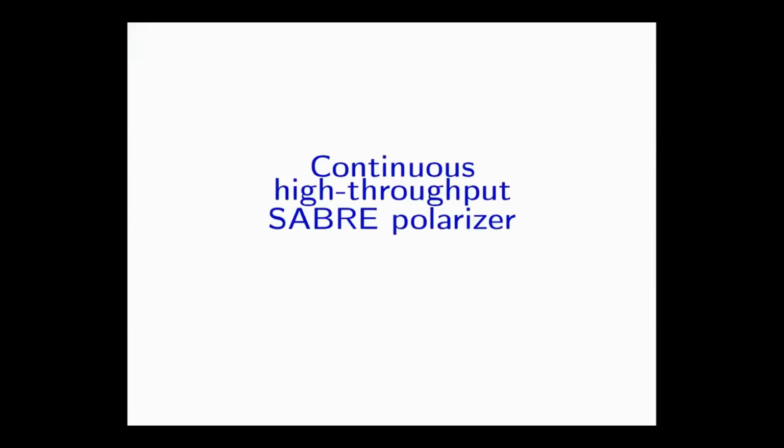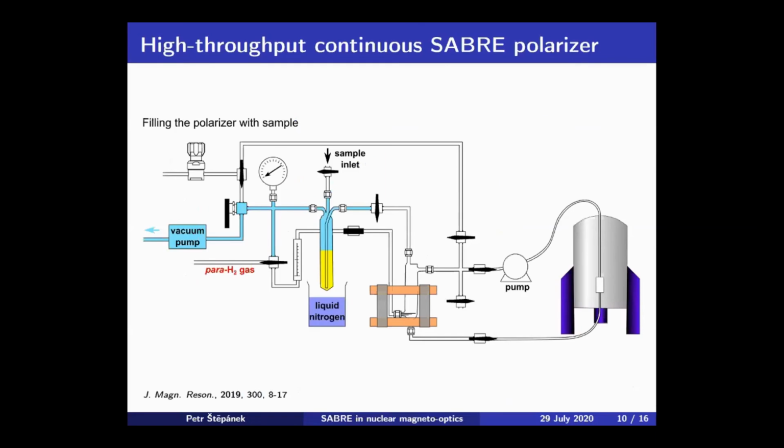So let's have a look at the polarizer that actually is capable of producing sufficient volumes of the sample. This is the basic schematic of the polarizer, and I will go through it as I describe how it operates. First, we need to introduce the sample, which we do through this sample valve, and we put it into this glass vessel. And after the sample is inside, we can close the rest of the system and evacuate this blue part, and also use liquid nitrogen to efficiently degas the sample.